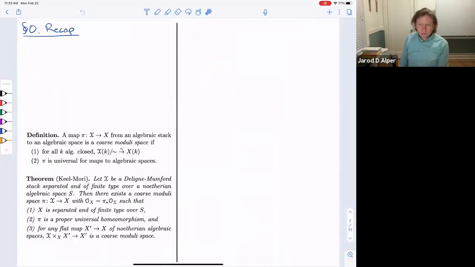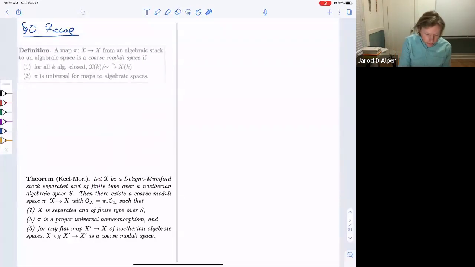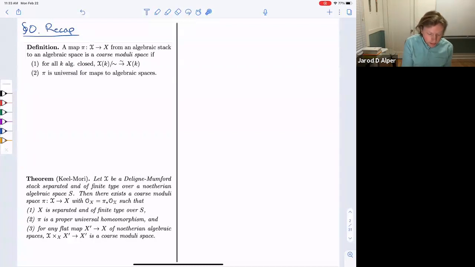And to recap here, let me first just remind you of the definition of a coarse moduli space. So a coarse moduli space is a morphism from an algebraic stack to an algebraic space that satisfies these two properties. One is that it induces a bijection on all geometric points. In particular, the topological space of the stack is identified with the topological space of the algebraic space. And it also satisfies a universal property for maps to algebraic spaces.